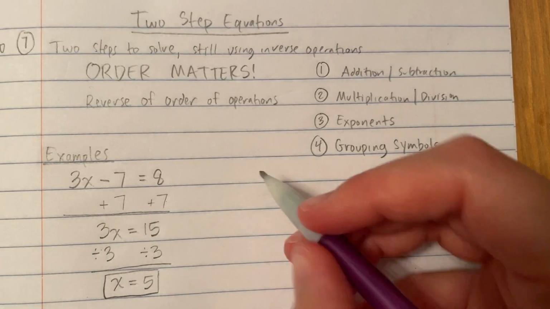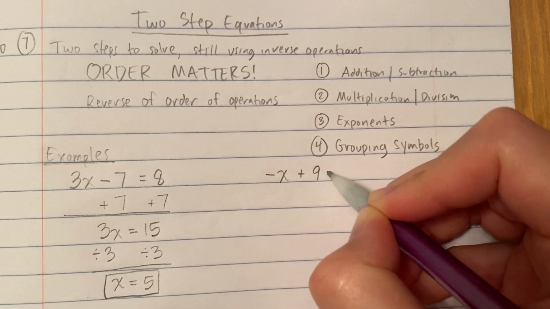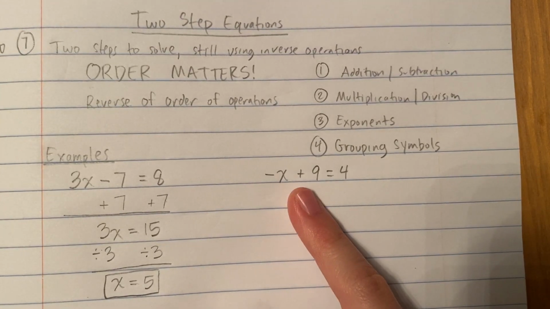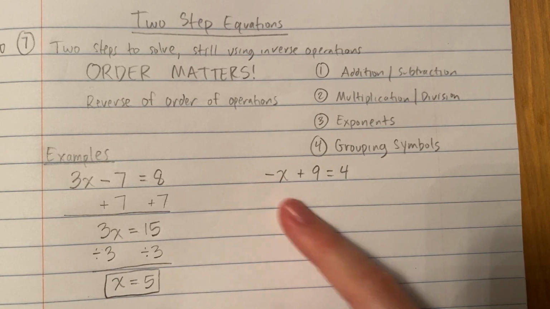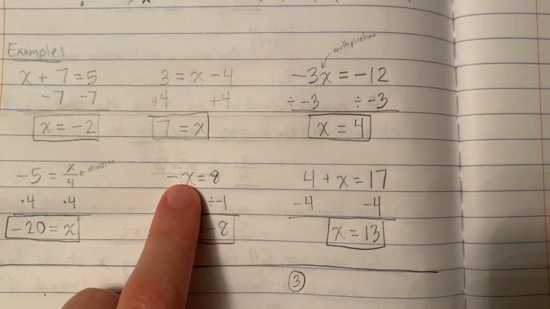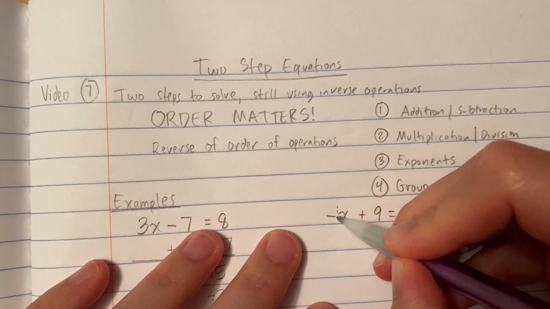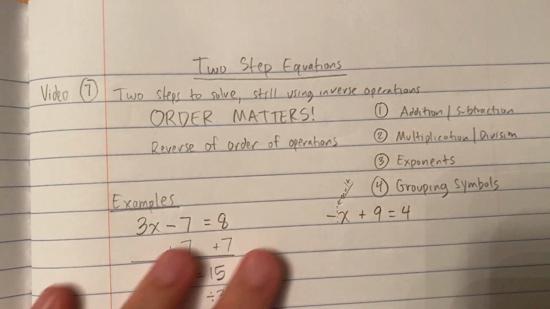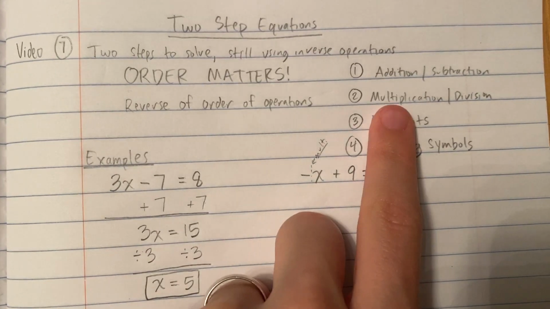Do one more example, and then it's going to be your turn to try. How about negative x plus 9 equals 4? Okay, so what operations do I have here? Well, I have addition, I can see. And what's this? Oh, is it subtraction? No, it's not subtraction. Remember this? This is like our example on the previous page. This is multiplication, right? This is negative 1 times x. That's multiplication, okay? So I do addition and subtraction first, right?